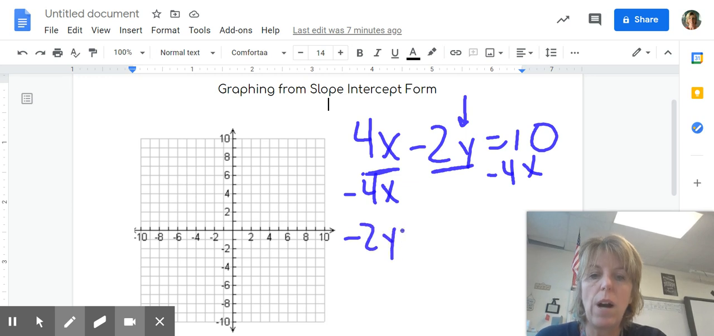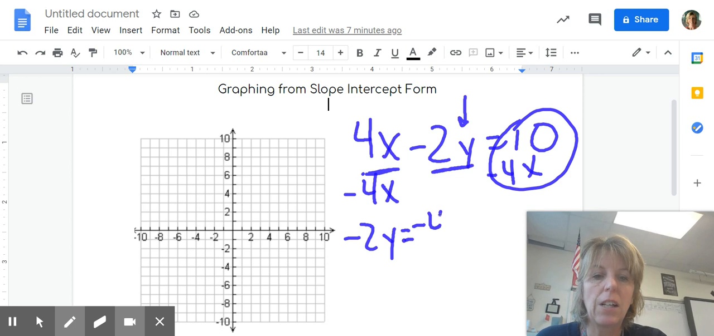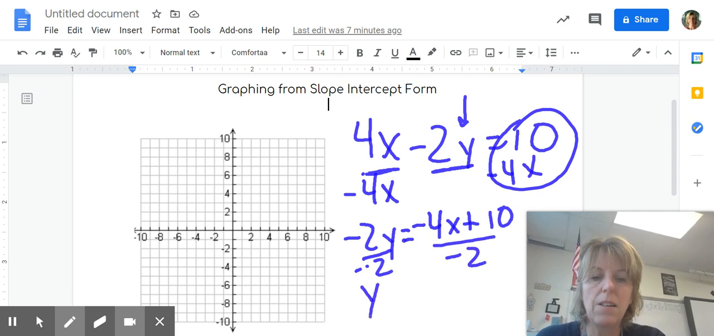We get negative 2y equals. We do not combine these. We leave them chunky and clunky. We leave them separate. We leave it as negative 4x plus 10. From there, we'll divide by negative 2 from both sides, and y equals. We are going to rewrite this as two fractions. And then we're going to get negative 4x over negative 2.